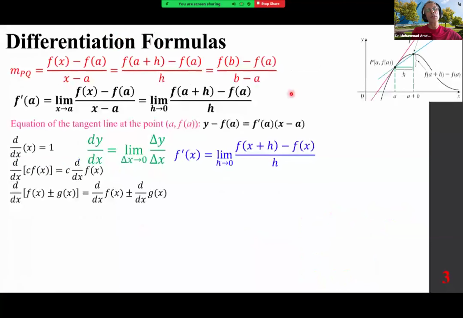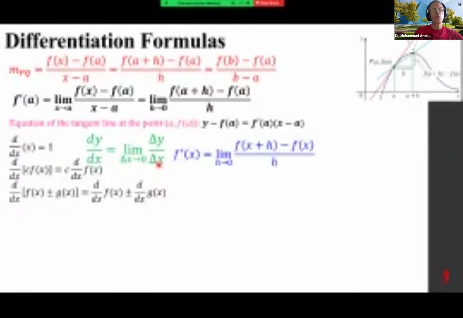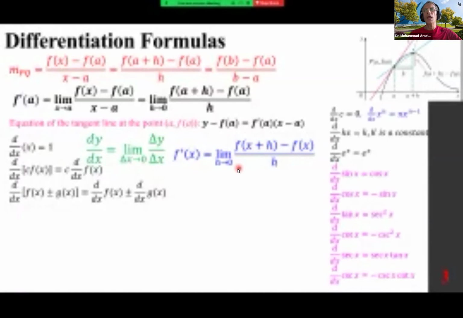We have seen the rise over run, the derivative at a specific point by taking a limit, and a definition which says dy/dx is the limit of delta y over delta x as delta x approaches 0. Or f prime of x is the limit of f of x plus h minus f of x over h as h approaches 0. We also have seen many different formulas.